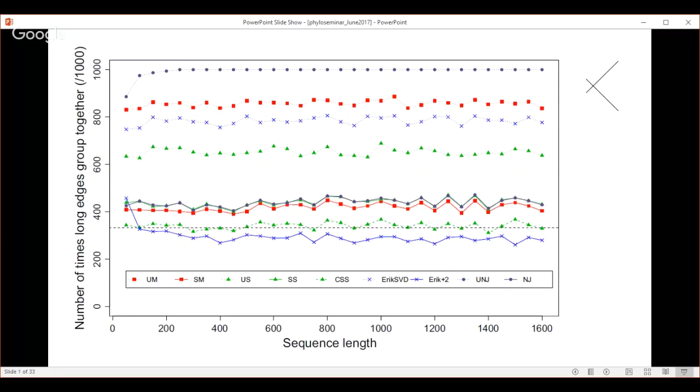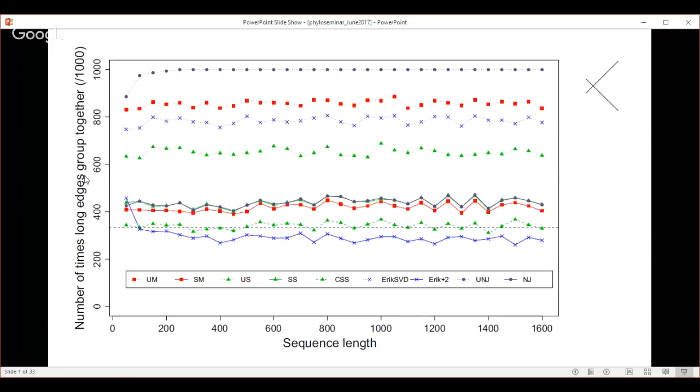We also tried some Farris tree simulations, where we did a star tree simulation with no internal edge length. So this is checking for bias. If a method's working well here, we're not counting the number of times you get the tree correct, because there isn't really a correct tree. You're just asking what's the number of times that you group the long edges together?